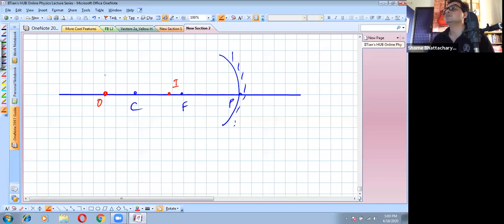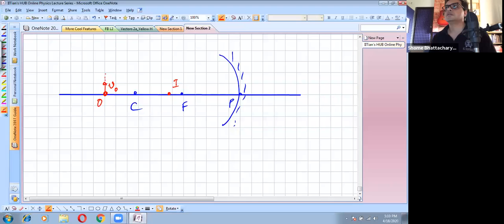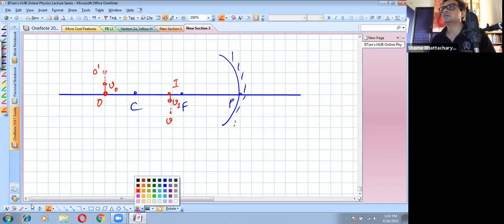Now, if the object moves like this with a velocity VO, and after some time it reaches a point like this, O prime. So we know that the velocity of the image should be something like this, and after some time it should reach somewhere here, I prime. It's just a very simple principle.